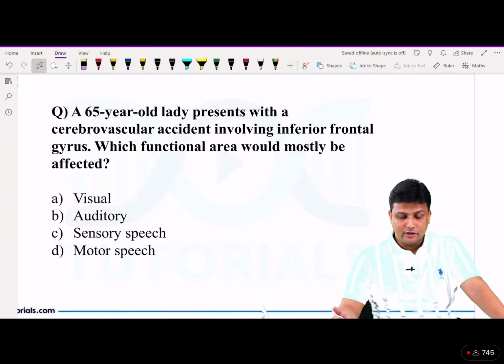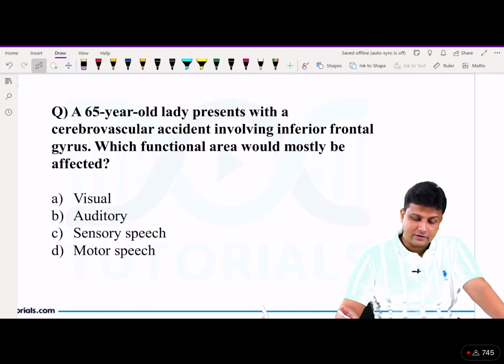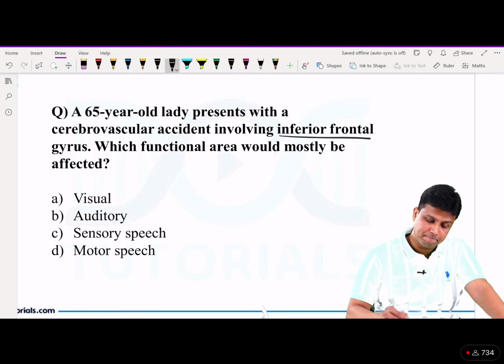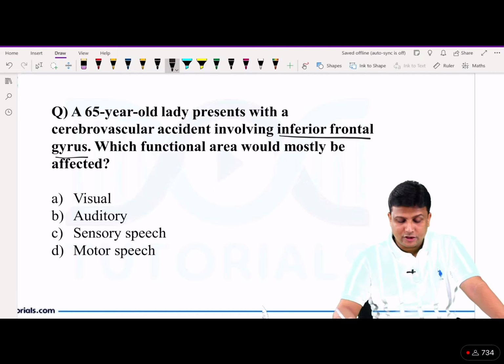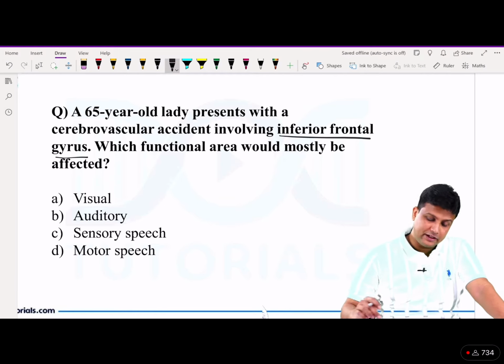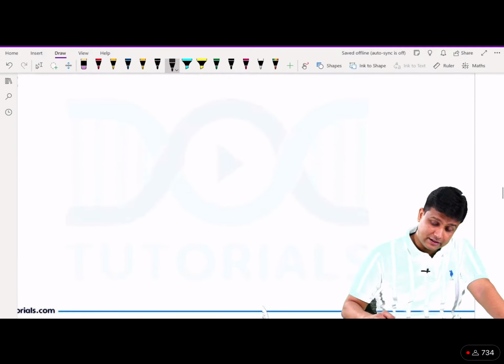A 65-year-old lady presents with a cerebrovascular accident involving the inferior frontal gyrus. Which functional area would mostly be affected? So let us see which functional area is present in the inferior frontal gyrus. So let us quickly have a revision of all the Brodmann areas.